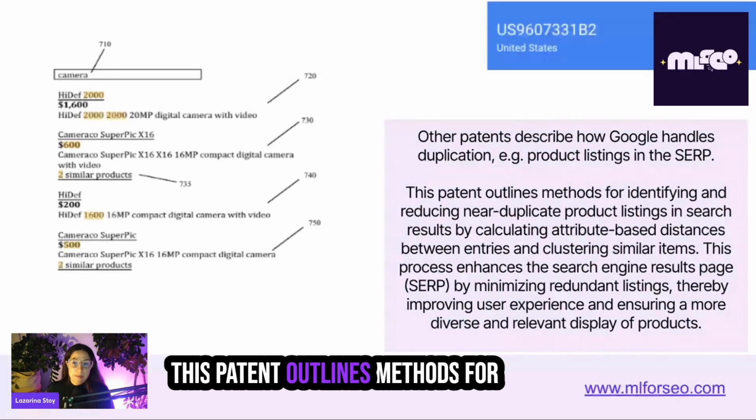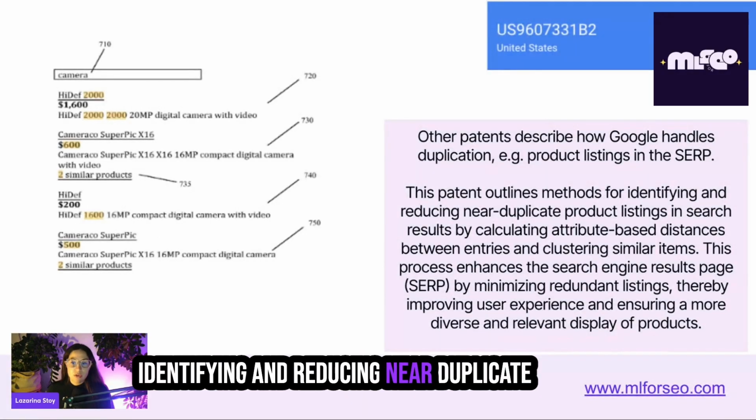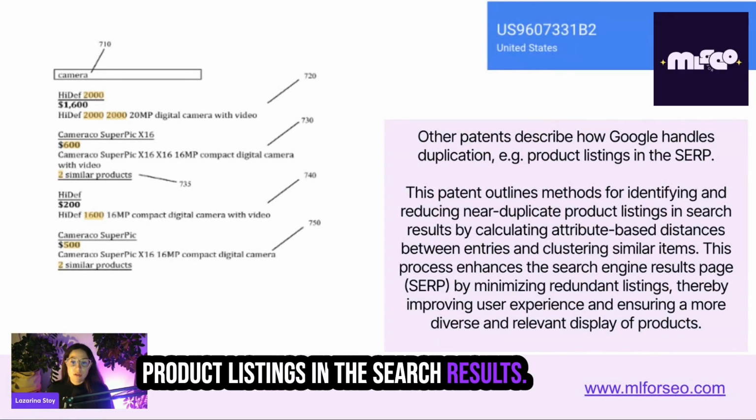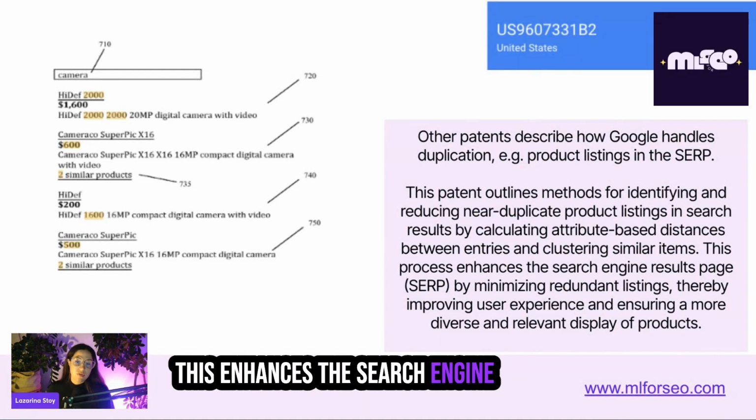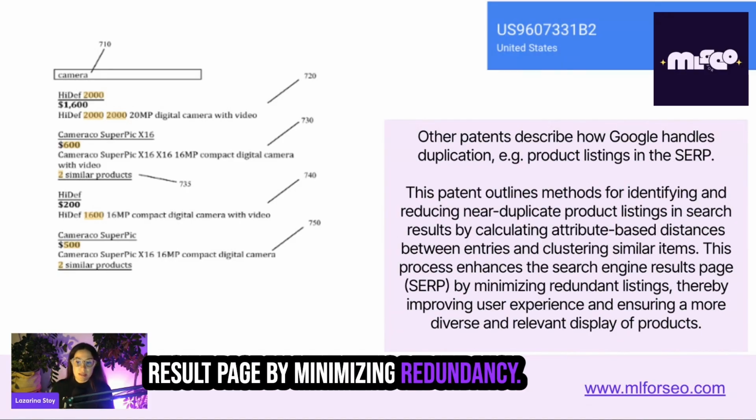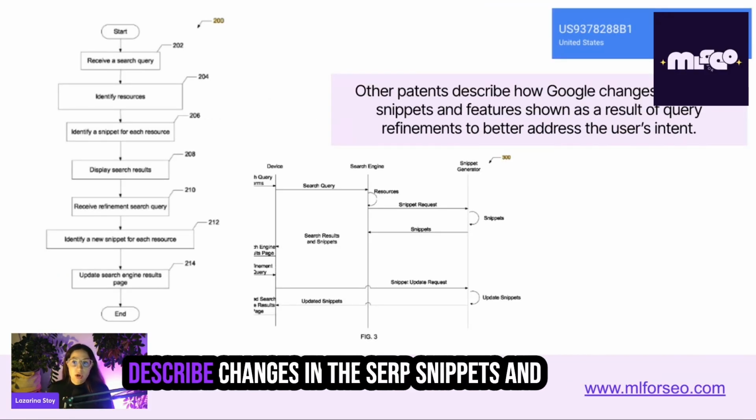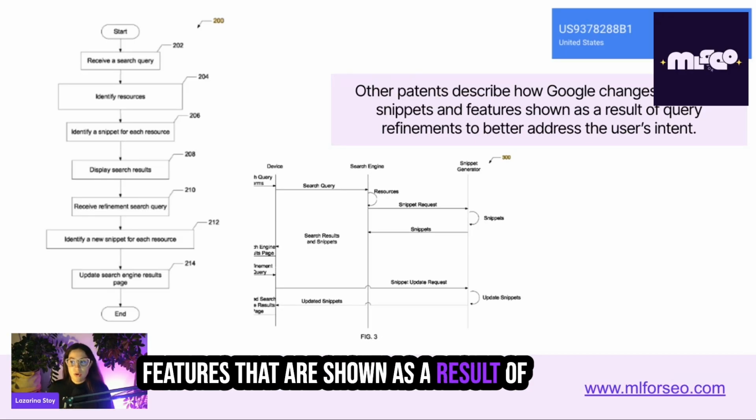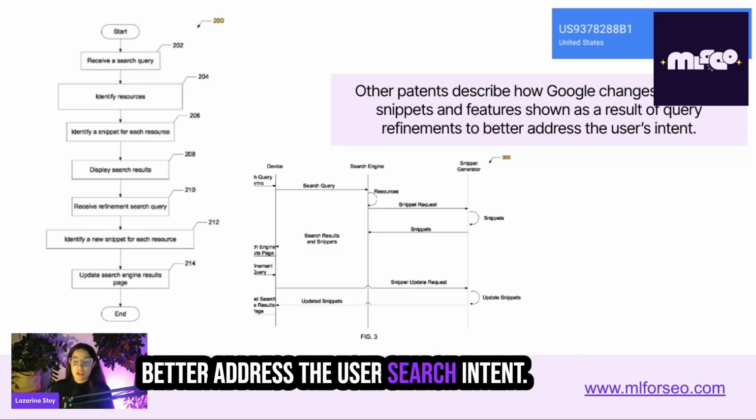This patent outlines methods for identifying and reducing near duplicate product listings in the search results. This enhances the search engine results page by minimizing redundancy. Of course, there are patents that describe changes in the SERP snippets and features that are shown as a result of how queries are refined with the aim to better address the user search intent.